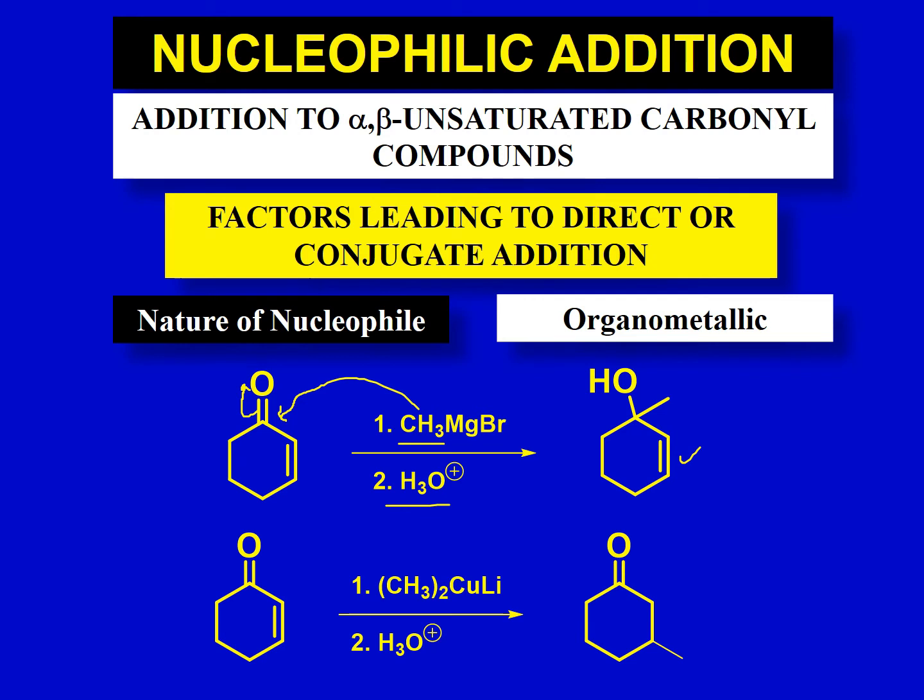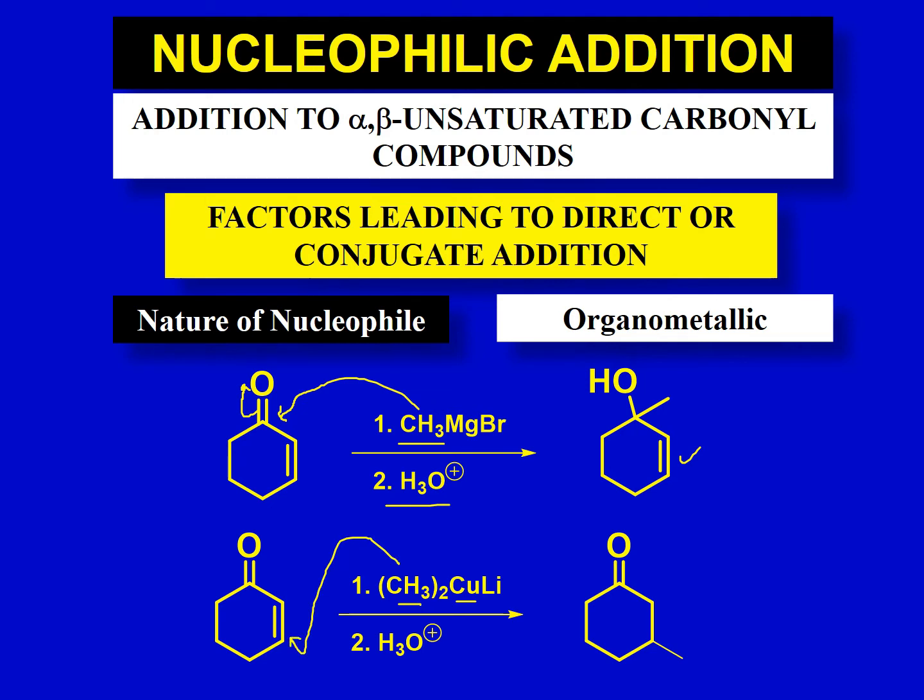But if we change the organometallic compound, here we have dialkyl lithium cuprate. In place of magnesium, now we have copper, and copper, because of larger size and higher polarizability, makes this alkyl group act as a nucleophile, of course, but a softer nucleophile. Now, this softer nucleophile will obviously attack the beta carbon rather than this carbonyl carbon.